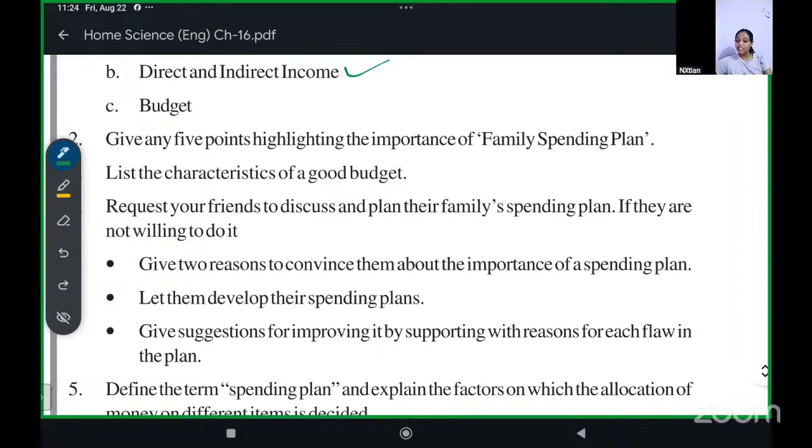Family spending plan is a budget made for the whole family, all the family members. Basically, you have to give the importance of a family spending plan. It helps to manage your money more efficiently and spend it on the right, important things. Yes. What else? It helps you to keep track of what you spent. Keep track of what you spend, yes.